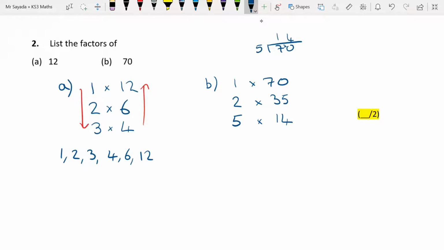Next, we check the number 7. 70 is divisible by 7. It goes in 10 times. Now there's only 2 more numbers left between 7 and 10, which are 8 and 9. Does 8 go into 70? Well, 70 is not in the 8 times tables. And does 9 go into 70? Well, 70 is not in the 9 times tables either. So those are all our factors.